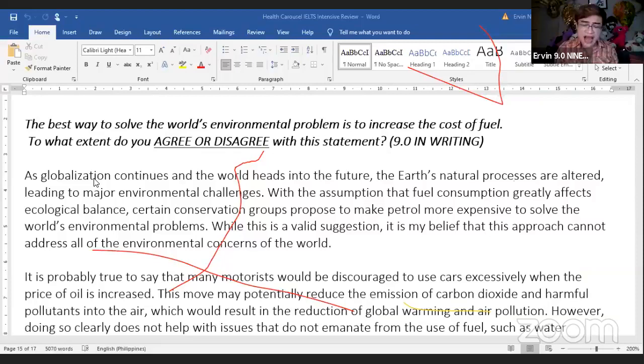With assumption that fuel consumption greatly affects. Okay, let me just stop right there. Look at the word greatly. Class, will you please tell me, what is greatly? Kindly comment on the chat box. What is greatly? It belongs to which part of speech? Everyone, what is greatly? It belongs to which part of speech?